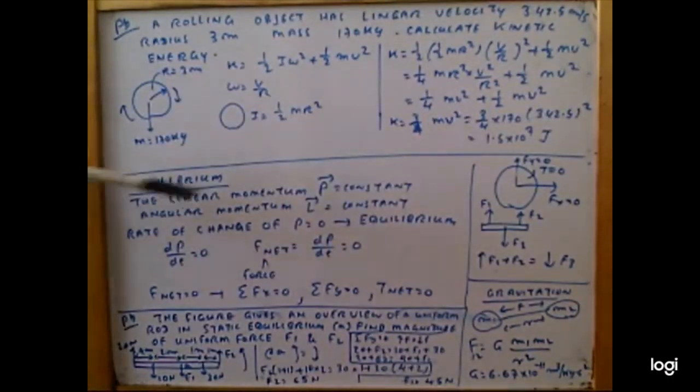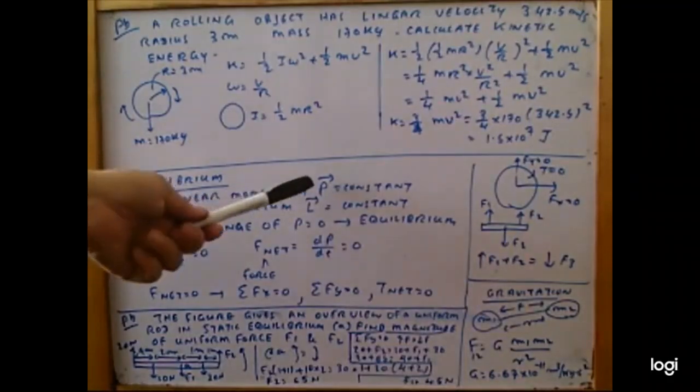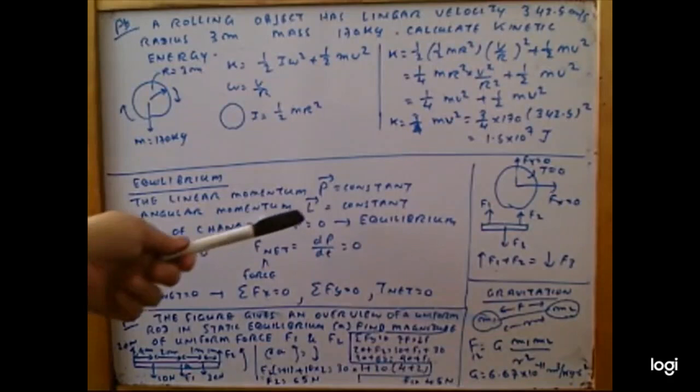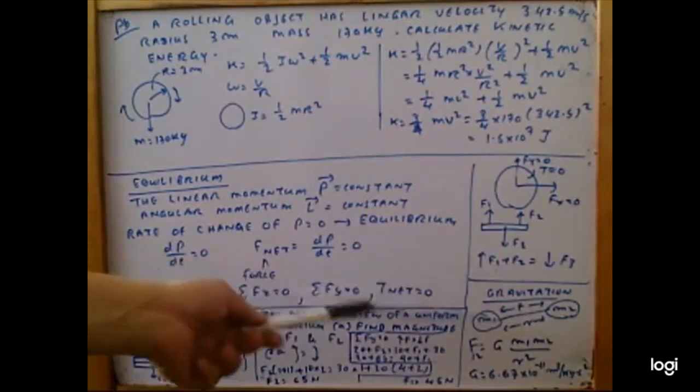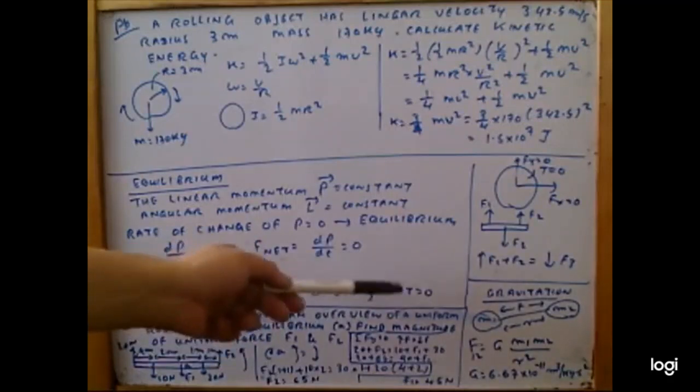Equilibrium. The linear momentum P is a constant at the time of the equilibrium. This is the equilibrium: the object is not moving horizontally or vertically, and there is no rotation. In this case, linear momentum P is a constant, and angular momentum is also a constant. Rate of change of P is 0, dP by dt is 0, net force is also 0. So summation F is 0, and the net torque is also 0.